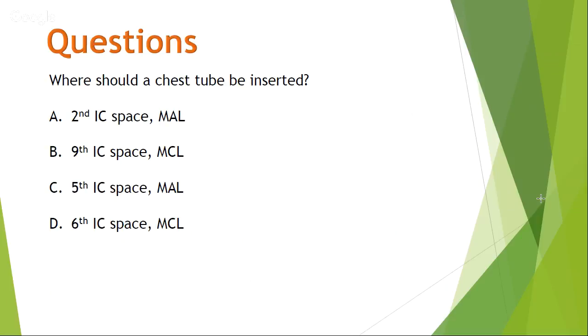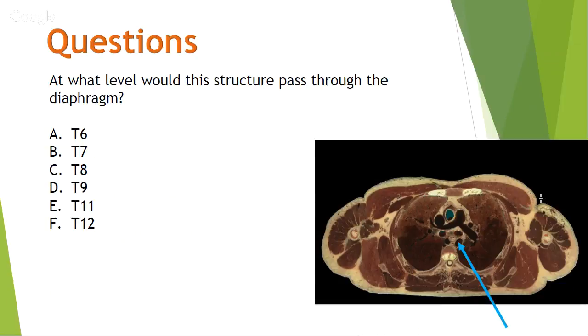Where should a chest tube be put in? So this is your long-term. Yeah, perfect. At what level would this structure pass through the diaphragm? Yeah, I heard it down here. So that's the aorta, and so it's going to pass through.